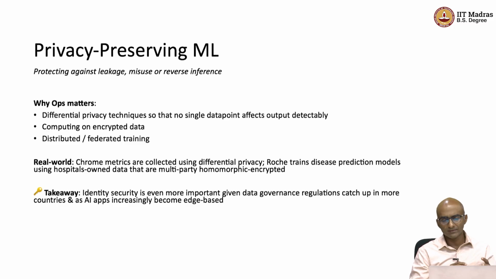So the key takeaway here is, identity security is becoming even more important in this age of edge consumption of AI, right, on our devices, on our laptops, etc. And crucially, the governance regulations around it in different countries have not caught up to the extent that some of the mature markets have already defined.